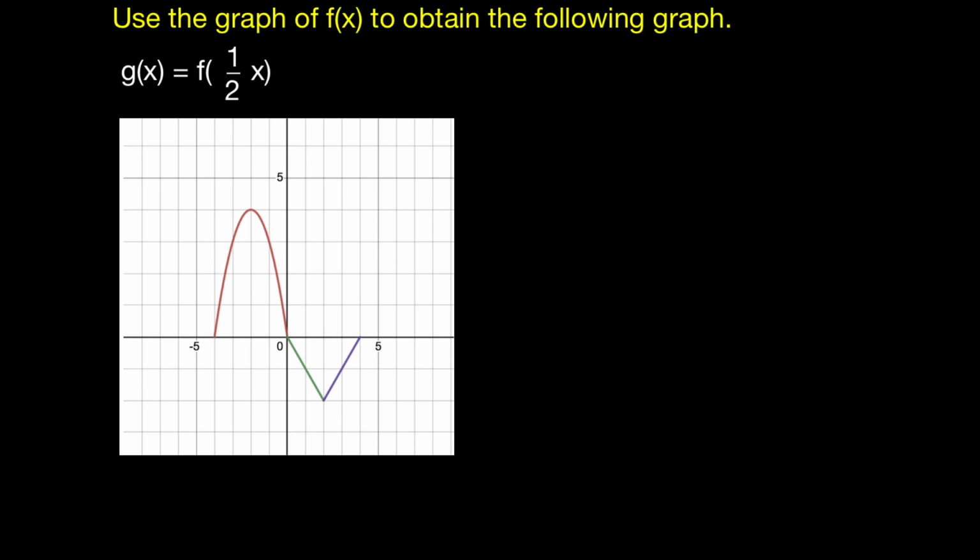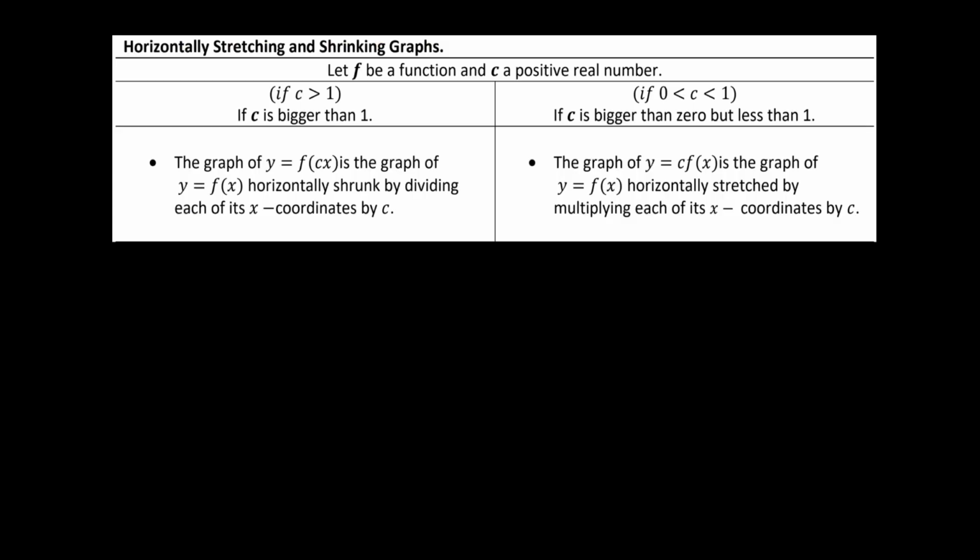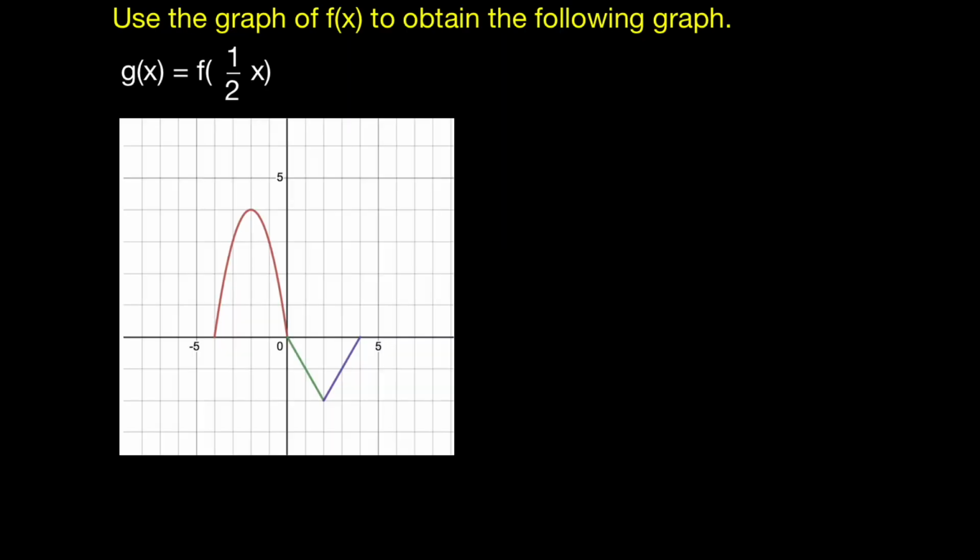Use the graph of f of x to obtain the following graph, g of x, which is f of 1/2 x. Now, since I have a scale factor inside of my function, I know that I'm going to have a horizontal shift. And since my scale factor is less than 1 but bigger than 0, I know that it's going to be stretched. I'm going to do this by dividing each x coordinate by that scale factor, which is going to be 1/2.